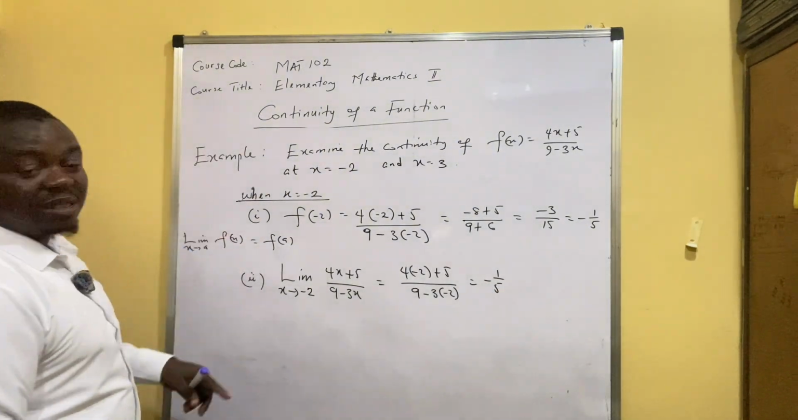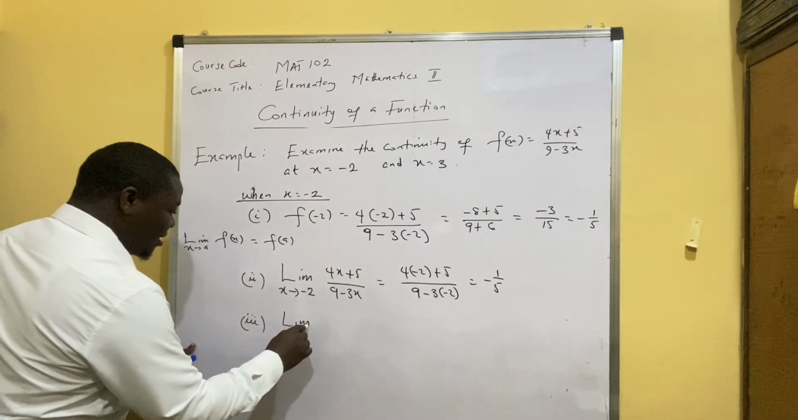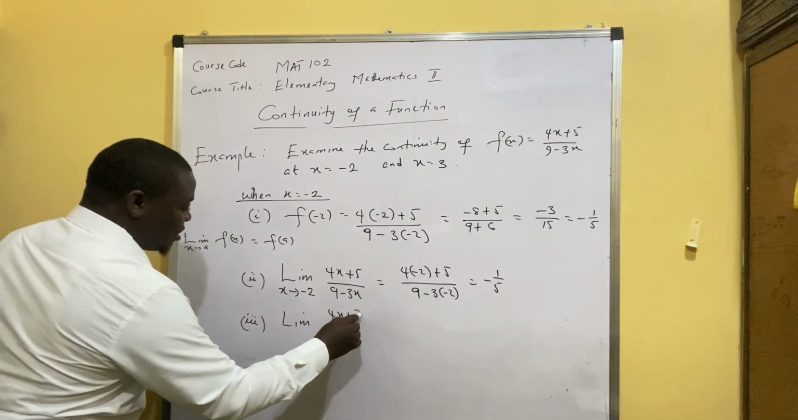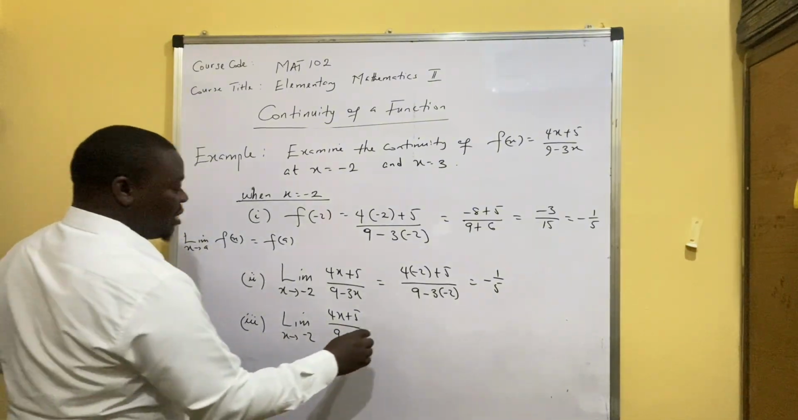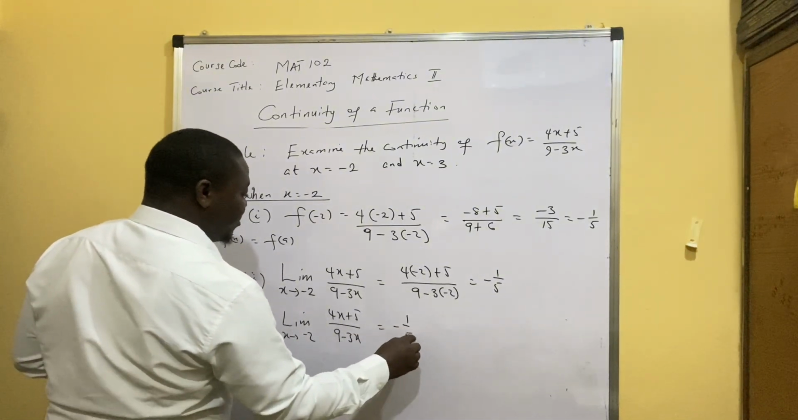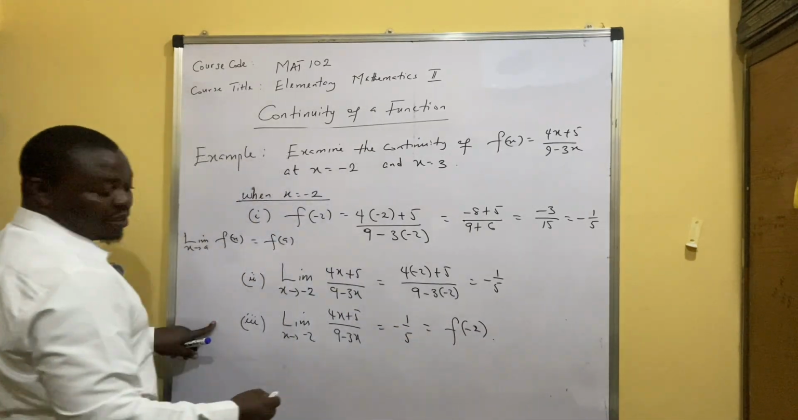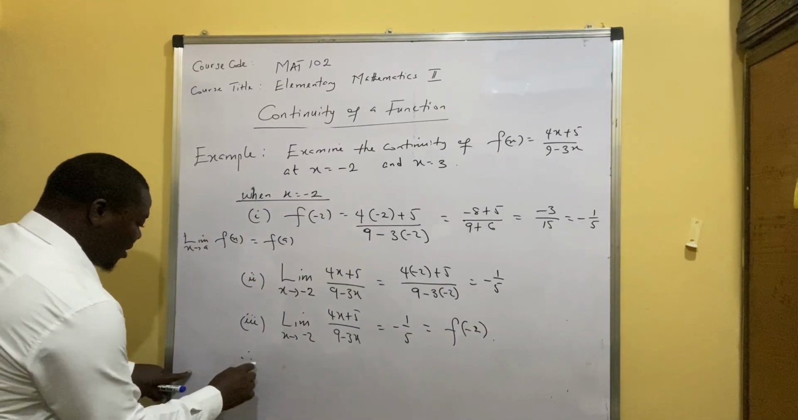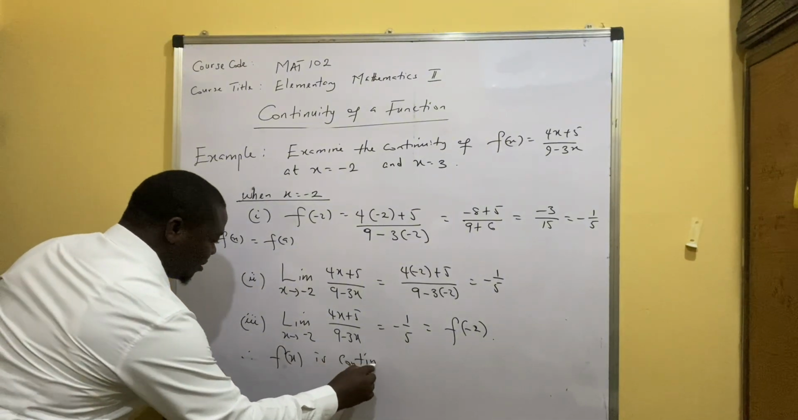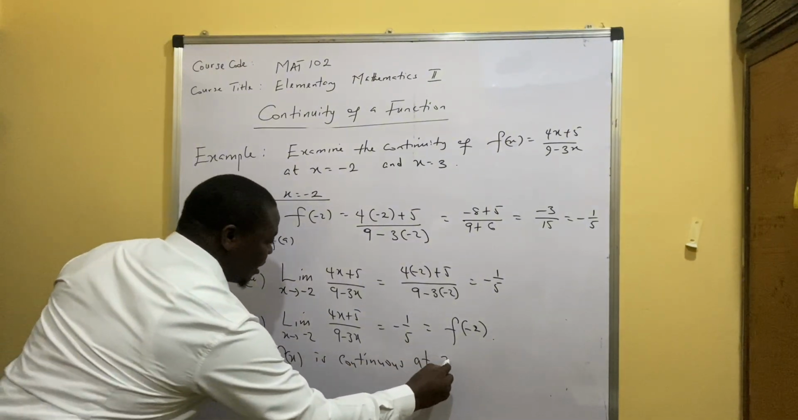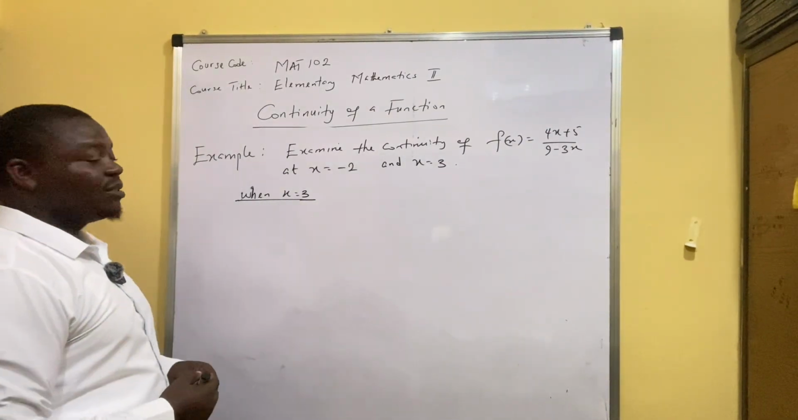So clearly we can see that, property 3, we have that the limit of 4x plus 5 over 9 minus 3x as x tends to minus 2 is equal to minus 1 over 5, which is equal to our f of minus 2. Therefore, f of x is continuous at x equals minus 2. So now your turn for x equals 3.